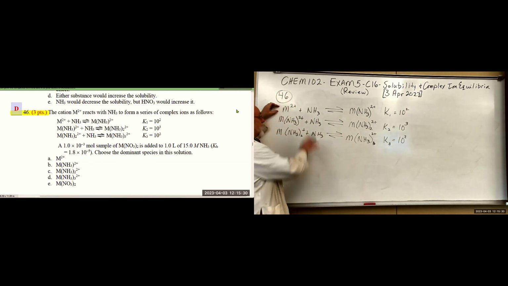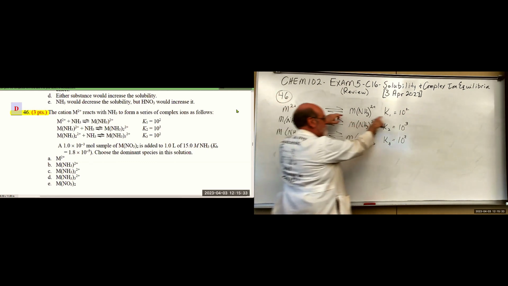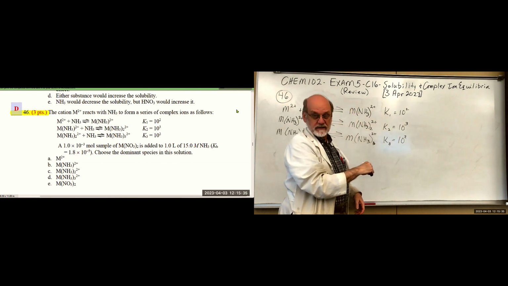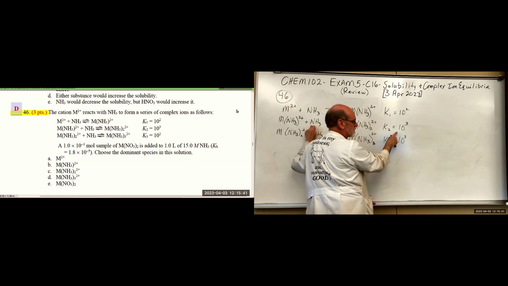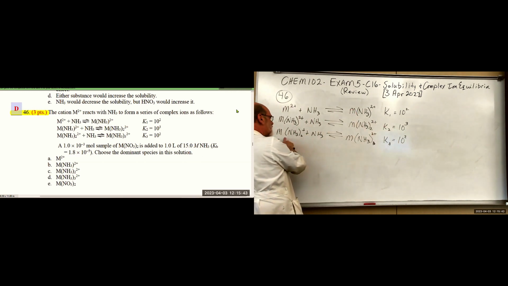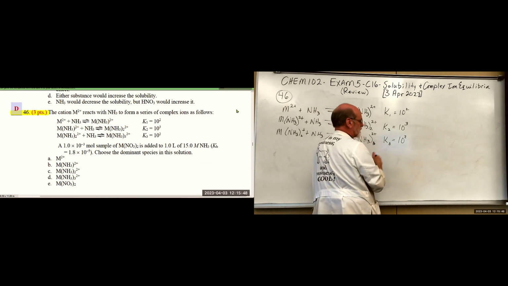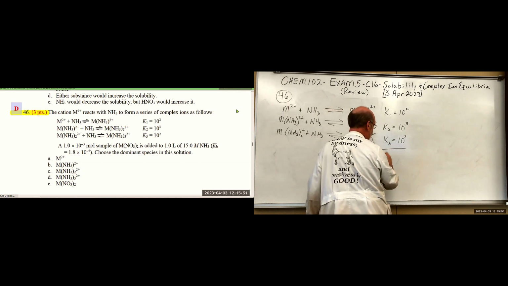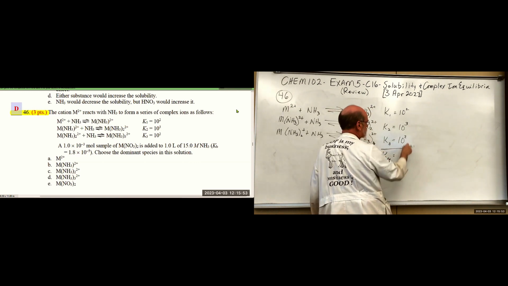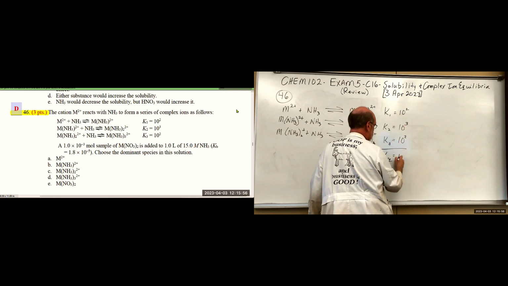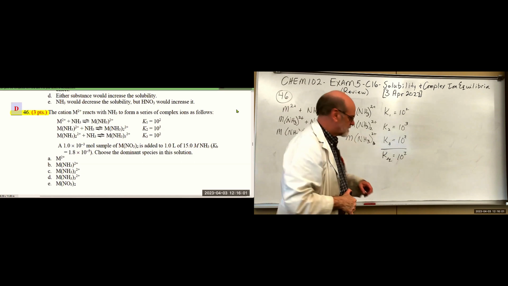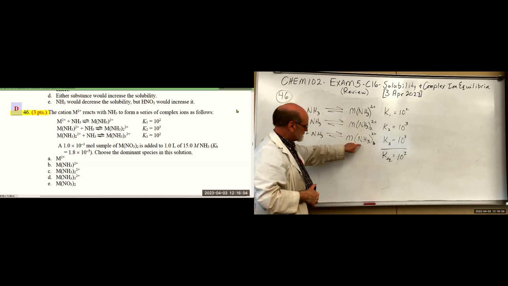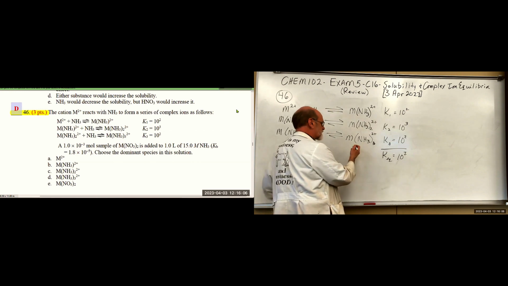So when you add metal and ammonia, you go to this side by a factor of 100. But then this one picks up another ammonia by a factor of 1,000. And then this one picks up another ammonia by a factor of another 100. So the overall K is equal to 10 to the 7th. So a factor of 10 million takes this metal from here to here. This is the dominant species.